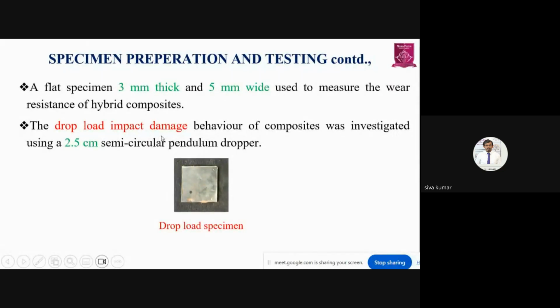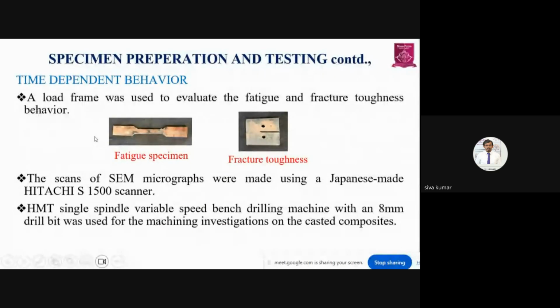And drop load impact also I used. There is no specific ASTM standard, so I used a normal size 2.5 centimeter semicircular pendulum dropper. And this is about fatigue property, time dependent behavior. It is the model of the fatigue specimen, and this is for fracture toughness. I used this machine for SEM analysis. I also used the HMT machine for machining operation, so I did a drilling operation with an 8 mm diameter drill bit.